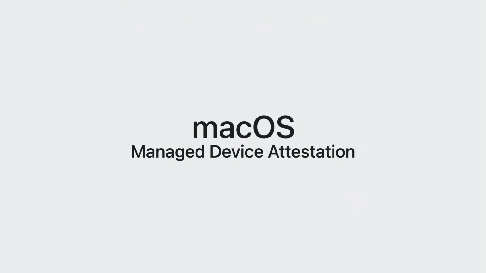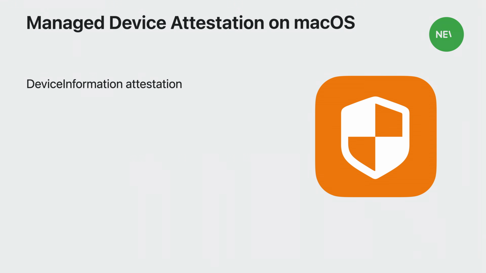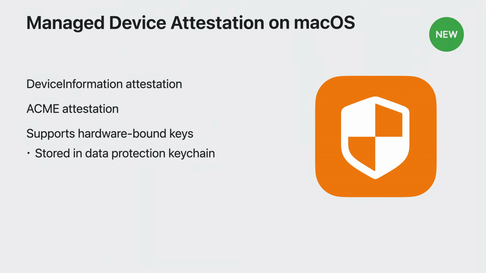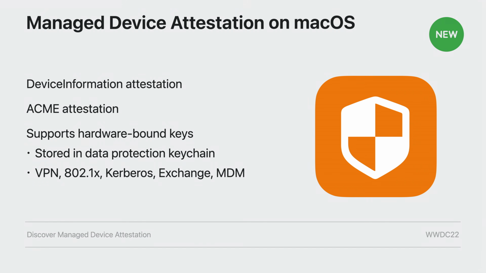And this year, I am so happy to announce that we brought Managed Device Attestation to macOS. Just like iOS, it supports all the features of Managed Device Attestation. Also on macOS, ACME attestation provisions hardware-bound keys based upon those same reliable device properties. As a reminder, hardware-bound keys are stored in the data protection keychain. These keys can be used with services such as VPN, 802.1x, Kerberos, Exchange, and MDM. For more information on how Managed Device Attestation works, please visit last year's WWDC session, Discover Managed Device Attestation.